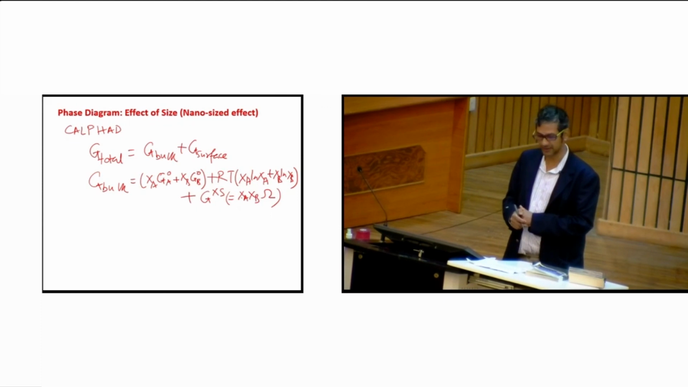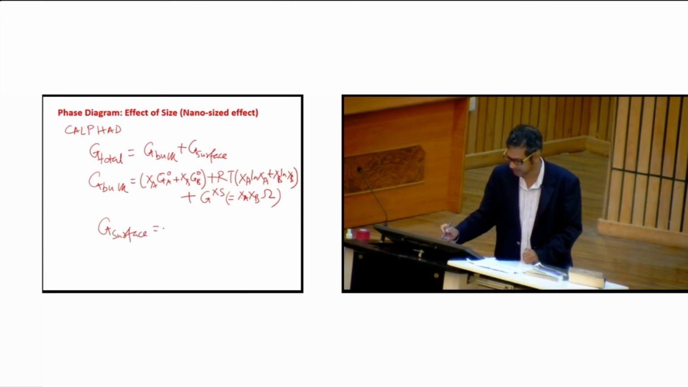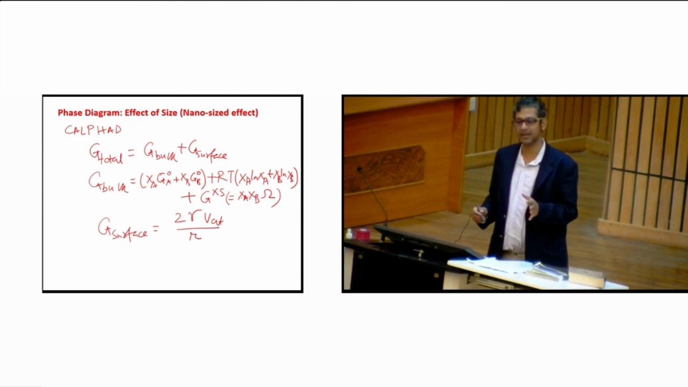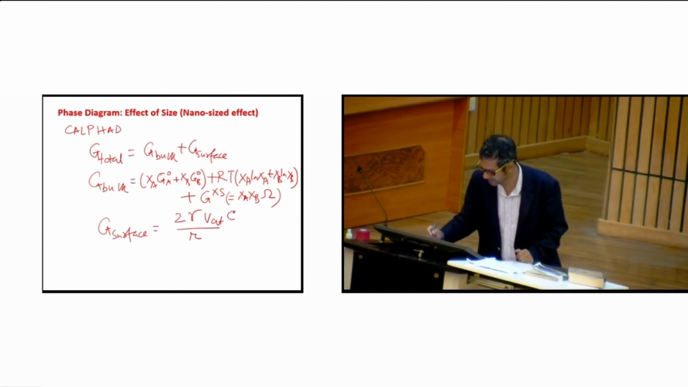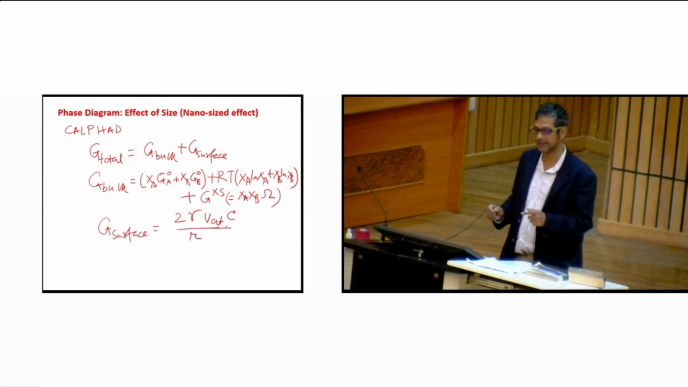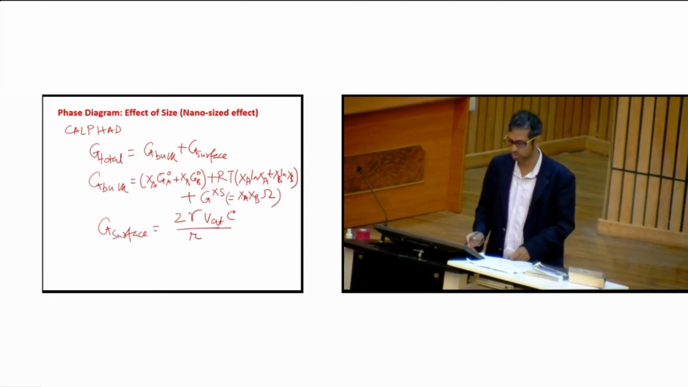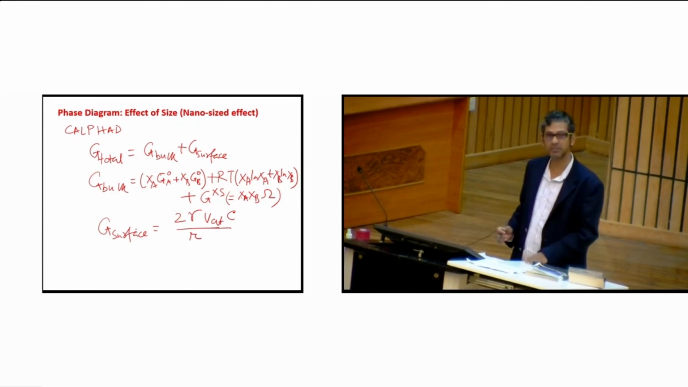Now what is G surface? G surface is, you know that, twice gamma V, atomic volume, divided by R. But this assumes a spherical particle, right? If you want to do it for any shaped particle, you can multiply by a factor C. C is a factor which will take care of this shape change. Correct? So now you have the total free energy, G bulk plus G surface, then you minimize.